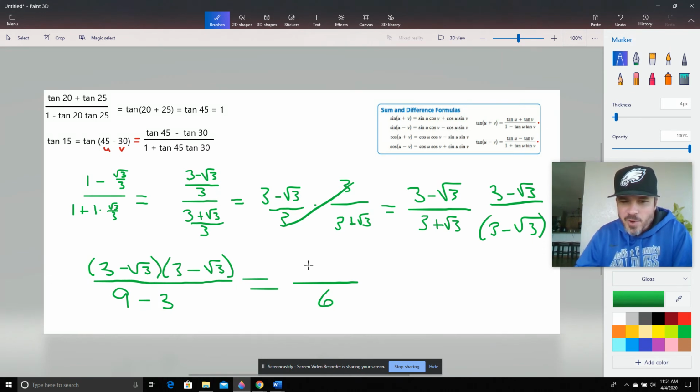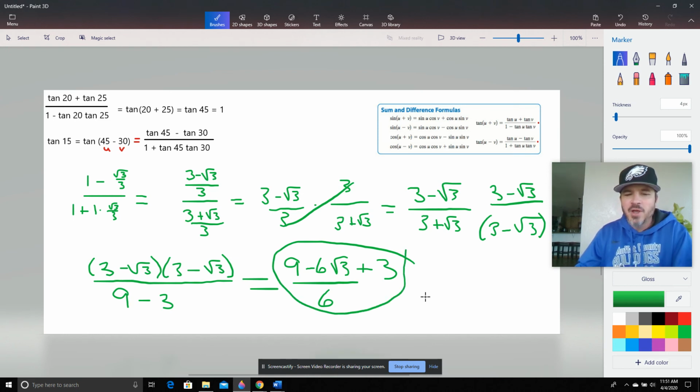Hey, this is that perfect square binomial, right? Perfect square, two of the inside terms, right? So there is my exact value for this one, okay?